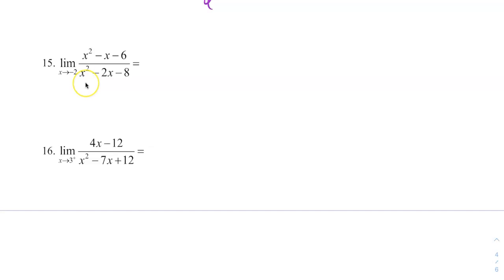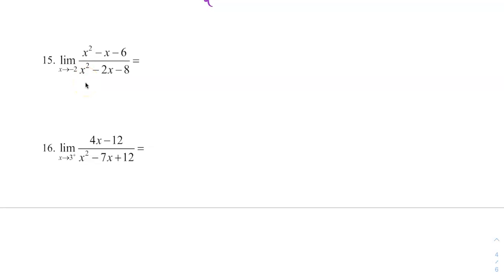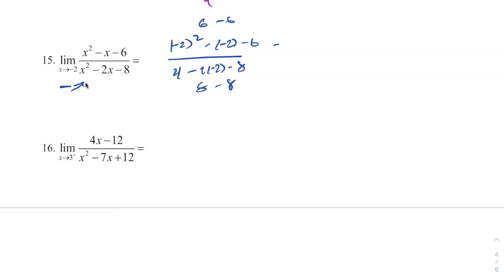So first thing I want to do is sub it in and see if it works. So sub it in, you get negative 2 squared minus negative 2 minus 6 over negative 2 squared, which is 4, minus 2 times negative 2 minus 8. So I'm going to get 8 minus 8, and I'm going to get 6 minus 6. So yes, it is 0 over 0. That means we've got more work to do.